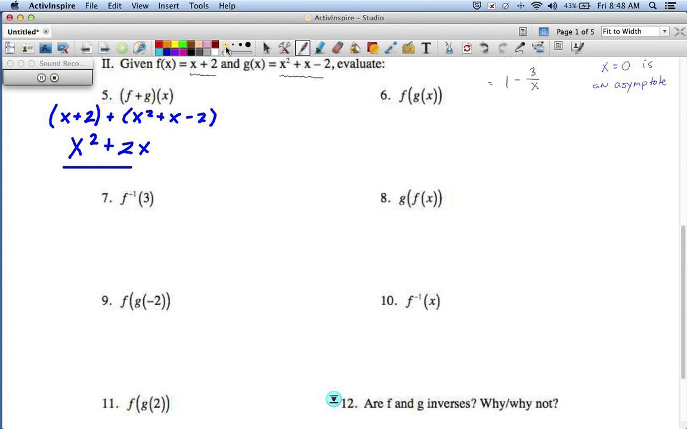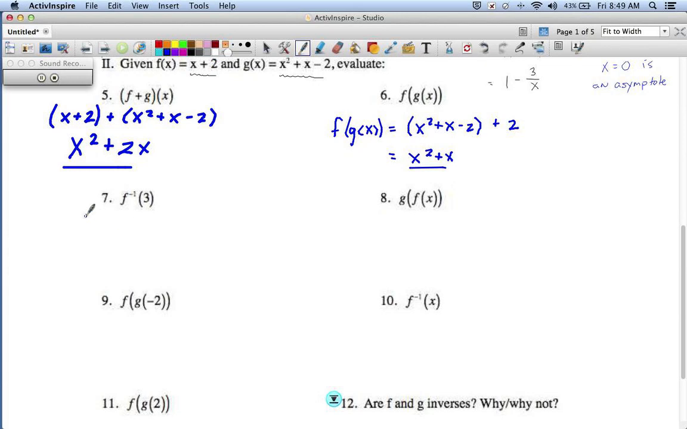I'm trying to get like a 1 or a 2 font in there, but it's not letting me. Okay, f of g. So I'm going to take my g function and put it into x in my f function. So f of g of x is equal to x squared plus x minus 2 plus 2. This plus 2 is the rest of my f function. And I just add them together and I get x squared plus x, and I'm done.